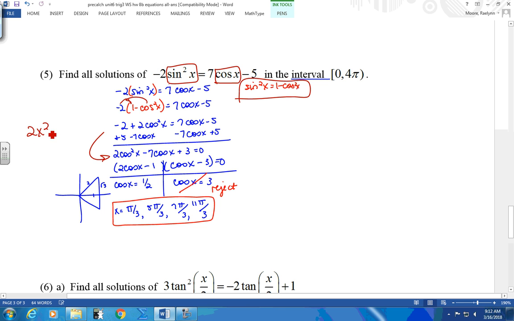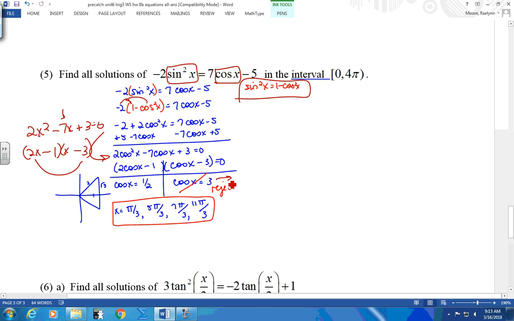This is 2x squared minus 7x plus 3. The 2 can only go one way. The 3 can only go one way. They're both negatives. So I notice I need this to be 7. So I have to multiply this guy by a 3, this guy by a 1. And then put your pieces, put your cosine in. You do not have an angle whose cosine is 3, so reject that.